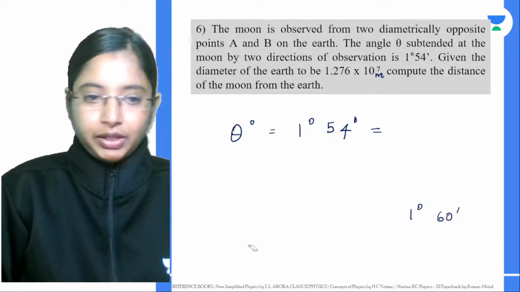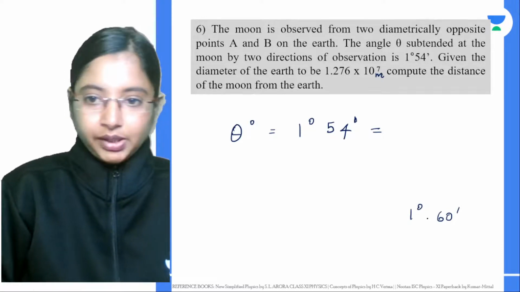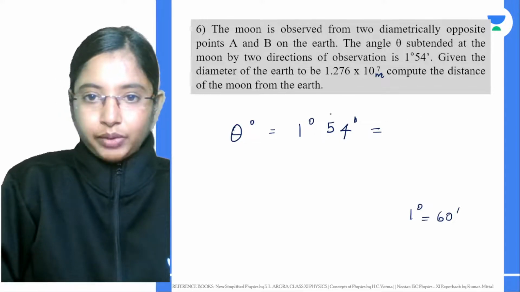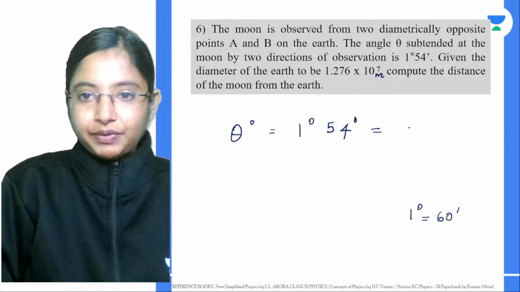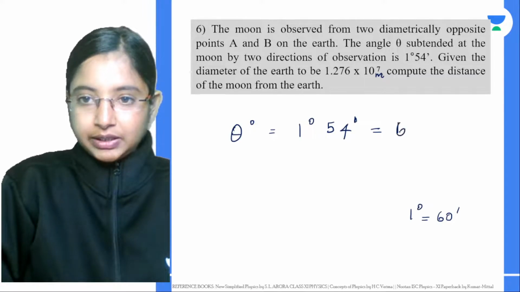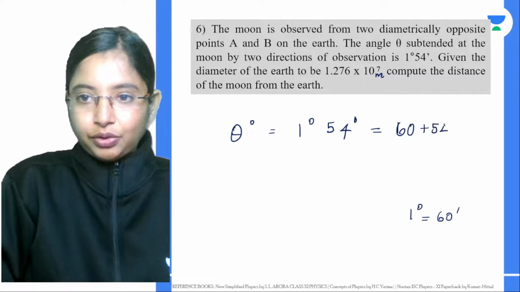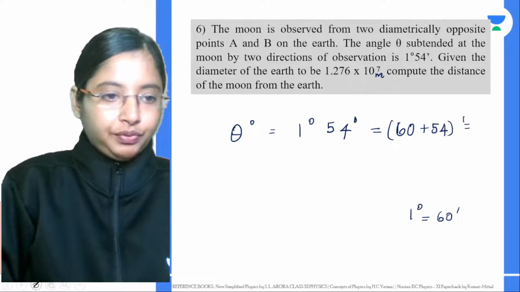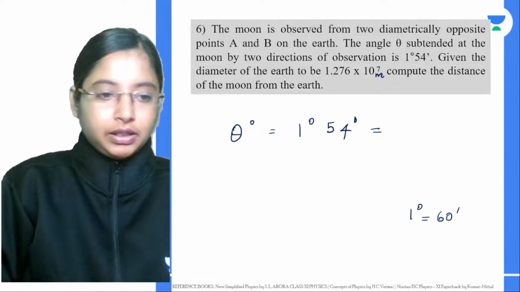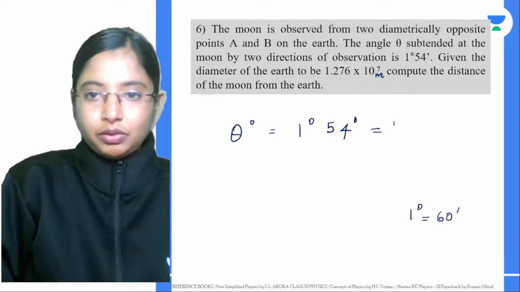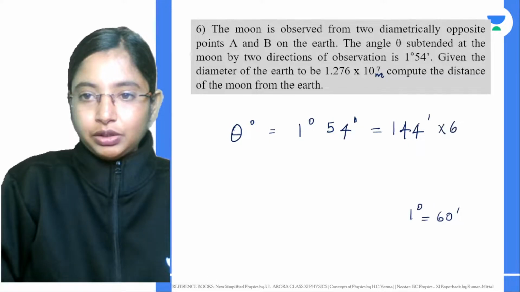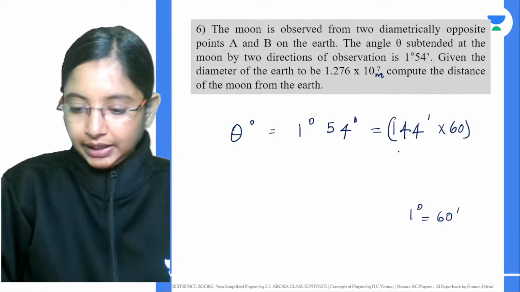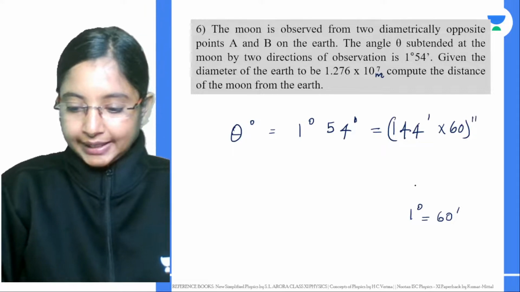So, if you are giving this answer, this will be then 1 degree, which is 60, plus 54, which will basically give you 114 minutes. Now convert minutes to seconds. 114 minutes, if you're converting it into seconds, you have to multiply by 60, right? Then you will get it in terms of seconds.